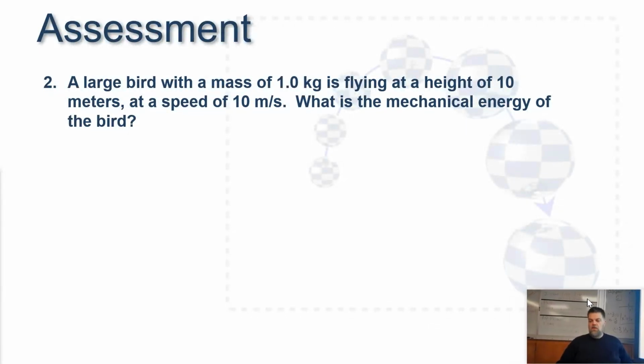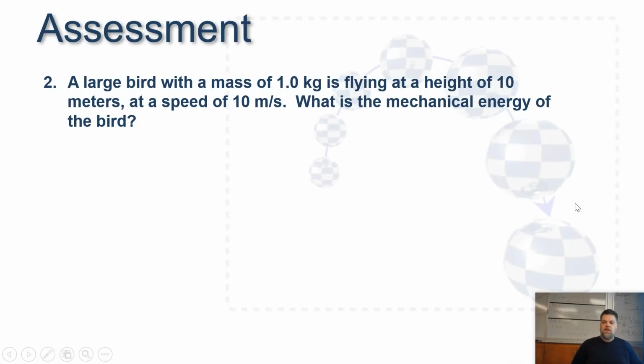All right, so we're gonna do a couple of example problems to help you get this in your head. It says a large bird with a mass of 1 kilogram is flying at a height of 10 meters at a speed of 10 meters per second. What is the mechanical energy of the bird? So, there's a couple of things we need to consider.